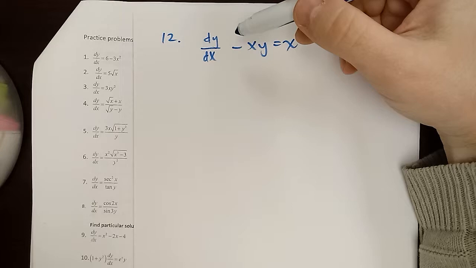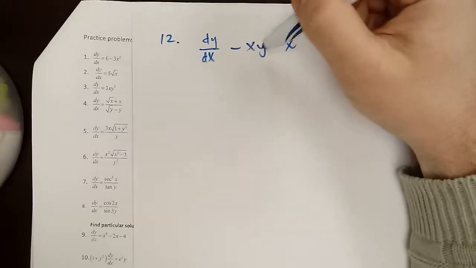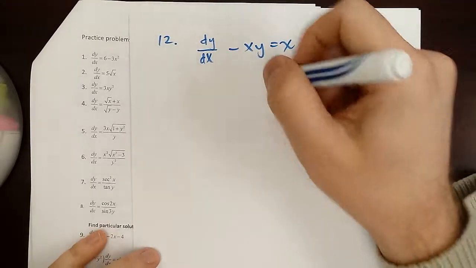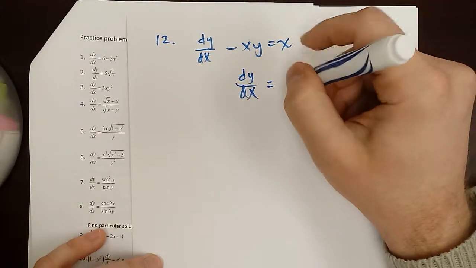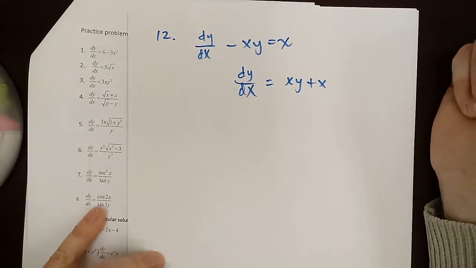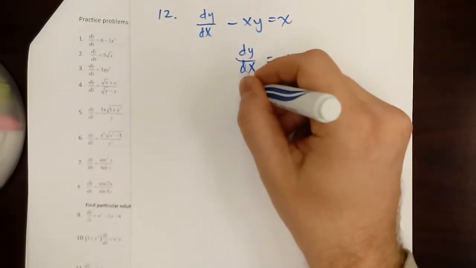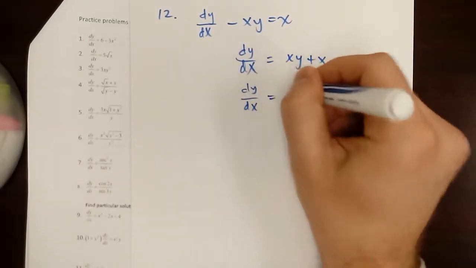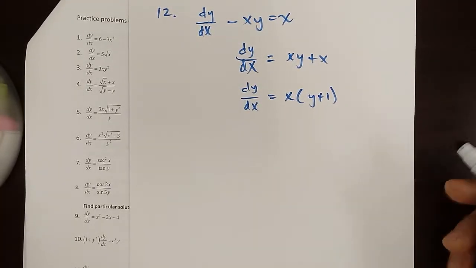Anyway, I need to separate the variables out. First thing is dy dx is not by itself, so I've got x and y here. I'm gonna add the xy to both sides. So dy dx is equal to xy plus x. And still, you might have trouble separating the variables at this point because it's not pre-factored for us. If we were to factor out an x here, now it should become more apparent.